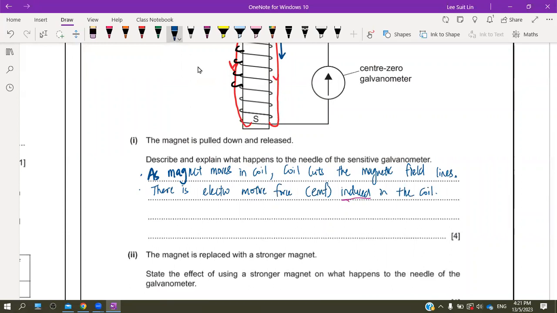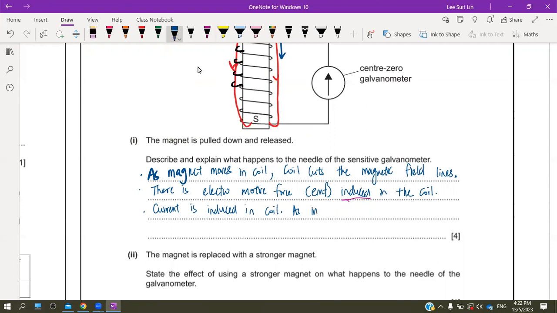Induced. So all you need is the magnetic field lines to be cut, and then there will be EMF induced in the coil. Then you can subsequently say current is induced in the coil. But they're asking you what happens to the needle, right? So as the magnet moves up and down, there is a change in flux in opposite directions.